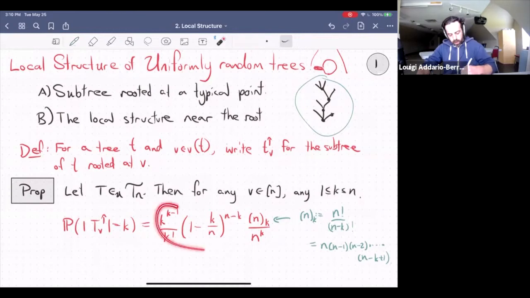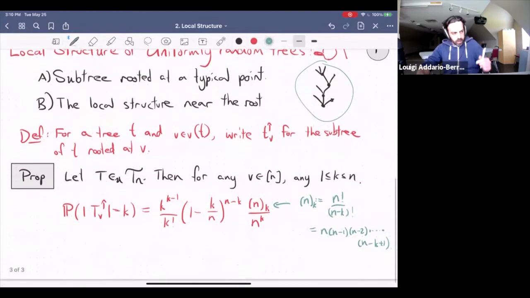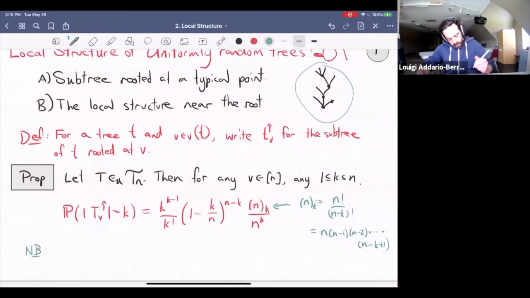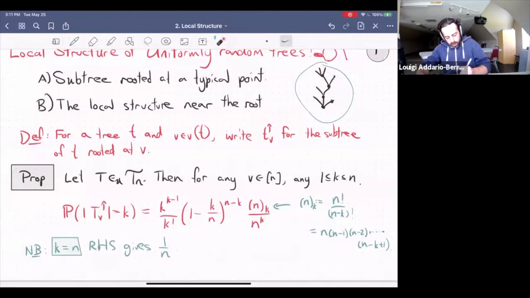So we have some combinatorial formula on the right, and I'd like to justify that to you now. One thing I'll note right off the bat is that if k equals n, then the right-hand side gives 1 over n. Okay, so if you take 0 to the 0 equals 1, then this gives a 1 over n. This becomes an n factorial, which cancels this n factorial, and then here we have n to the n minus 1 divided by n to the n. Okay, and that's indeed correct.